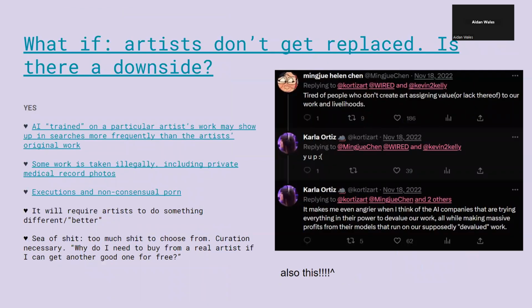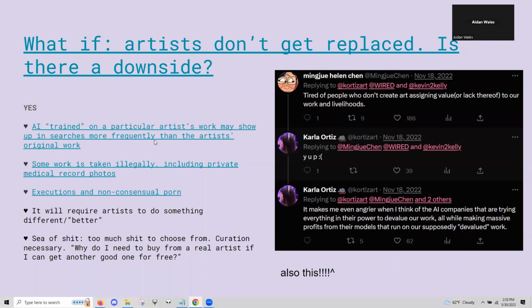All right, so let's say, to the argument of Kevin Kelly, that the artists don't get replaced by AI. Let's say business people are fair. Is there a downside to this at all? So yeah, of course there is. The first one is really messed up.